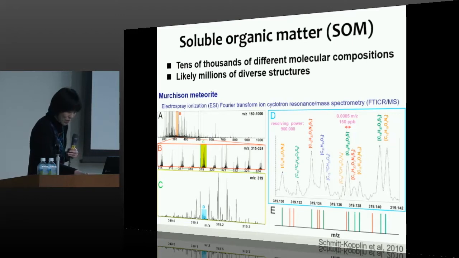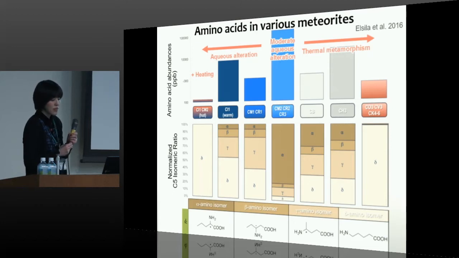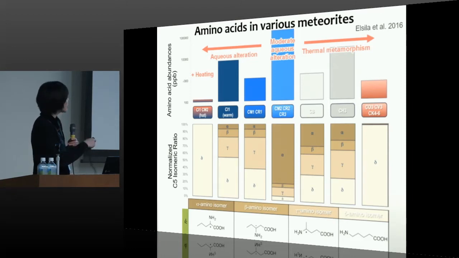So now we are more focusing on the amino acids. This is a comparison of amino acid abundance and relative abundance of amino acid species in various meteorites.